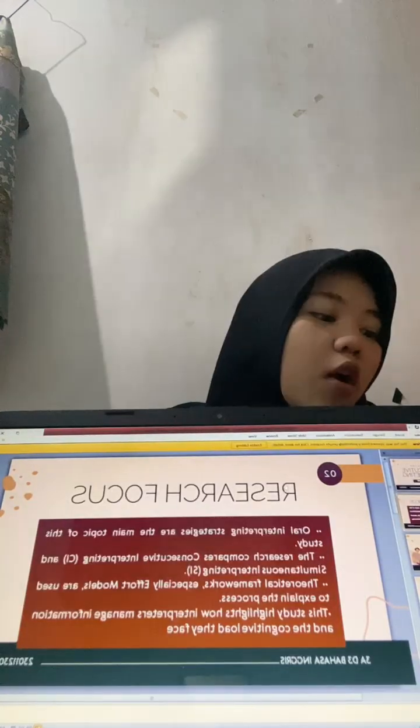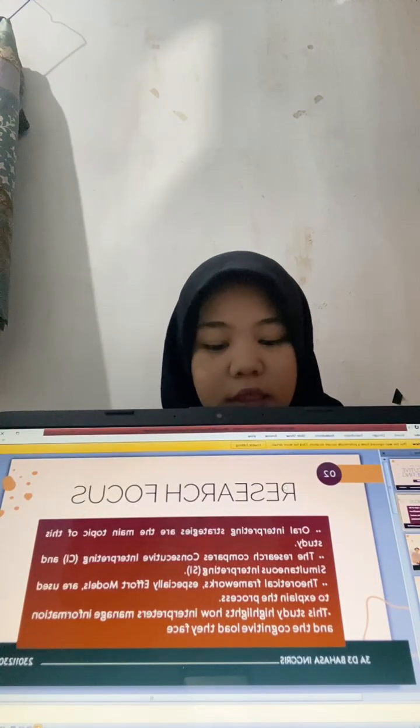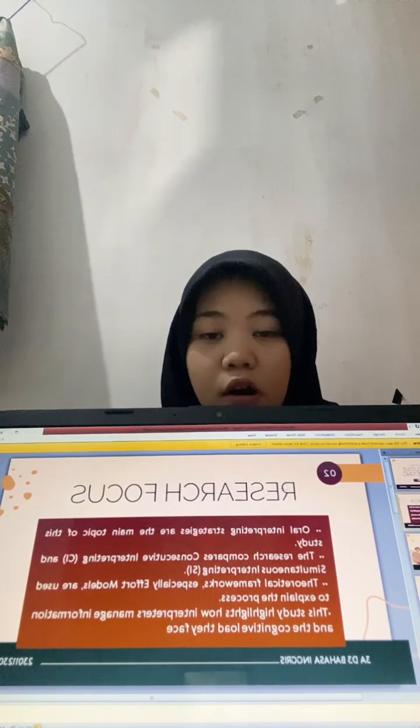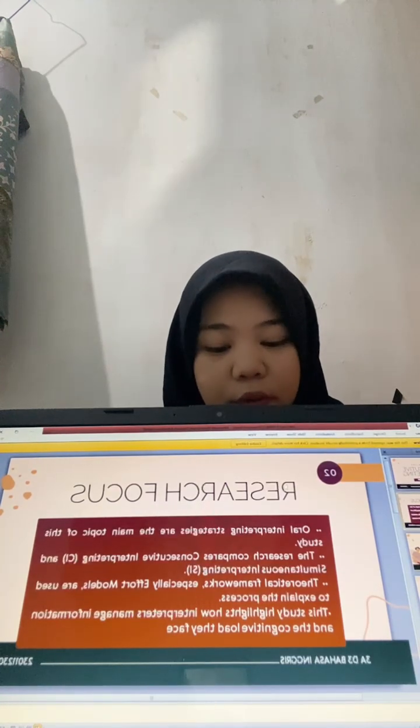Before that, I wanted to explain what consecutive interpreting is. Consecutive interpreting is a method of oral interpretation in which the interpreter listens to the speaker complete one more sentence or even a longer speech before pausing, then translates the information into the target language.